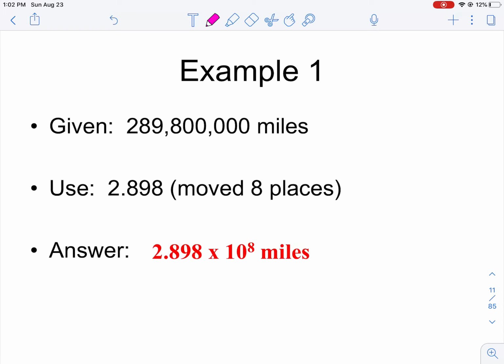289,800,000, that's a nice big number, much easier to plug it in to your calculator in scientific notation. So we've got 1, 2, 3, 4, 5, 6, 7, 8 places, which is why it's 2.898 times 10 to the 8th. Notice this is 1 non-zero digit to the left of the decimal. That's the correct way to write it in scientific notation.